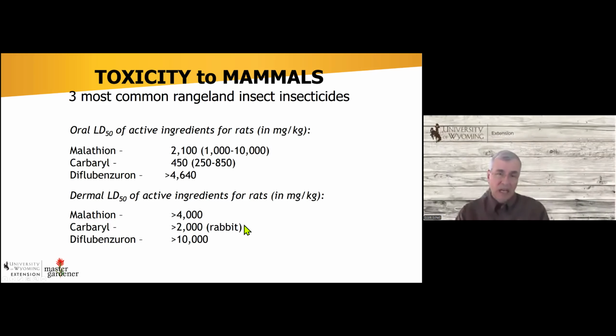So then if you just look at if it gets on the skin of the creatures, again, diflubenzuron is much less toxic. This is in milligrams per kilogram. So a kilogram is about 2.2 pounds, and a milligram is 1,000th of a gram.